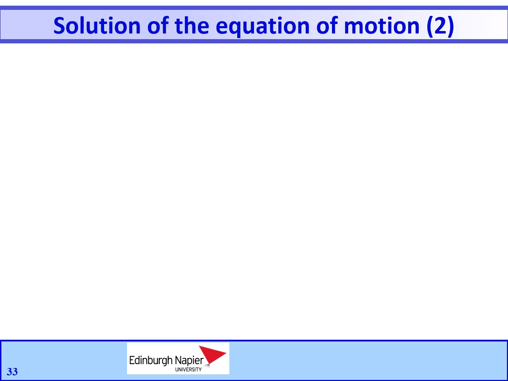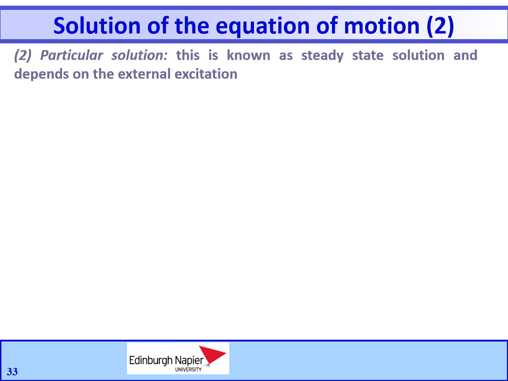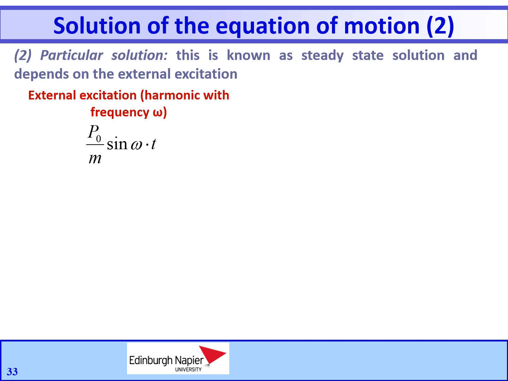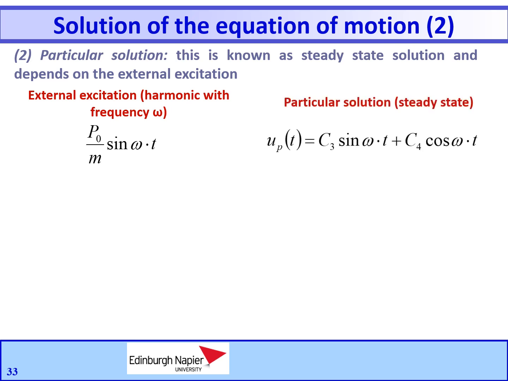Coming now back again to the full solution of the equation of motion, and having so far discussed the complementary solution, we are now moving to the particular solution that is also known as the steady-state solution and depends on the external excitation. I remind you that we have considered our single degree of freedom system being subjected to a harmonic force. The differential equation is to be solved subject to the initial conditions of displacement and velocity being equal to 0.